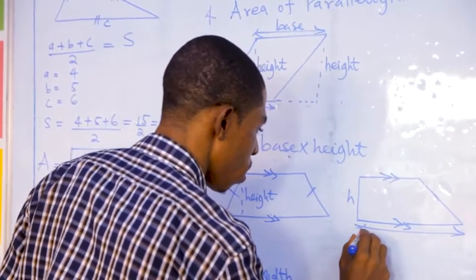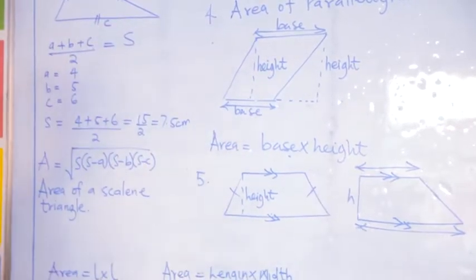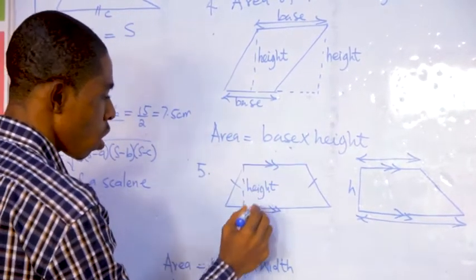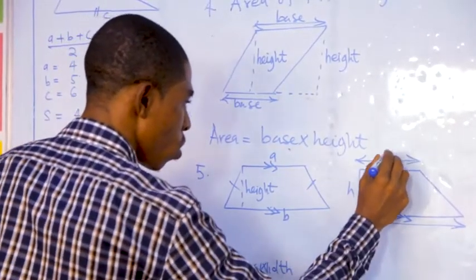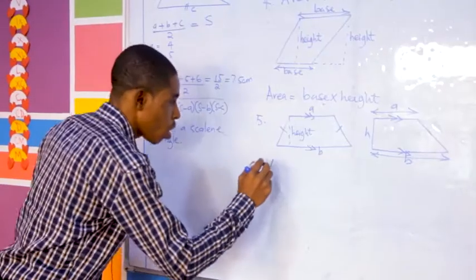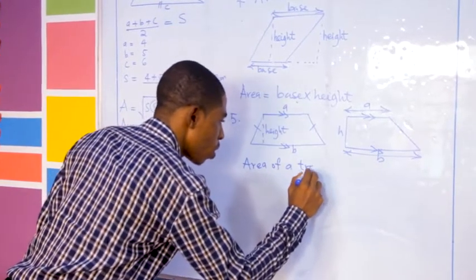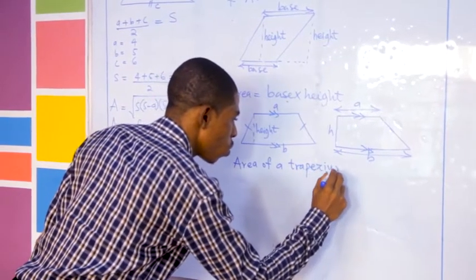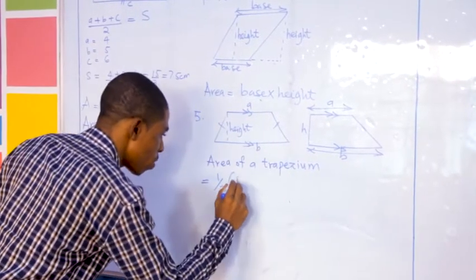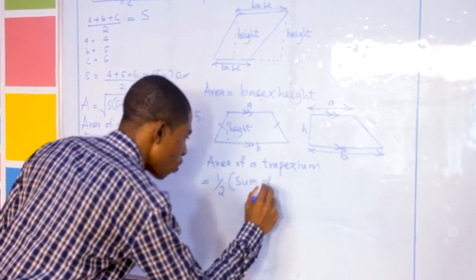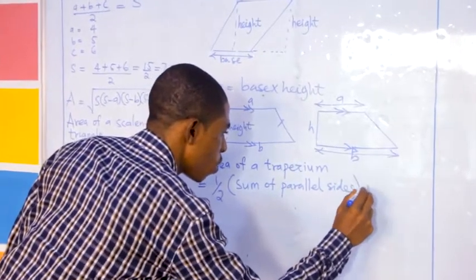These are opposite parallel sides. Just like this also are opposite parallel sides. So you can call this A and call this B, just like you can call this A and also call this B. Okay, so the area of a trapezium would be equal to half the sum of the parallel sides multiplied by the height.